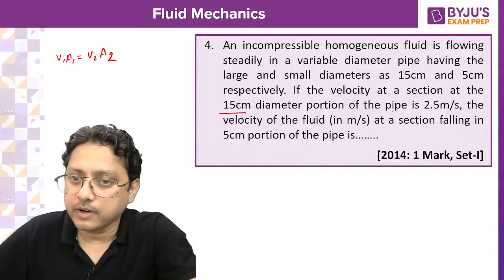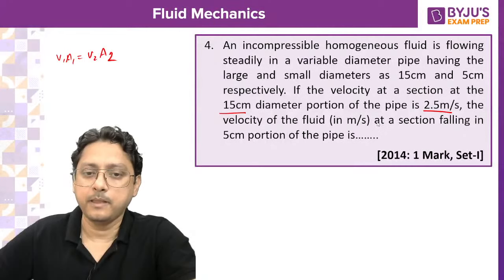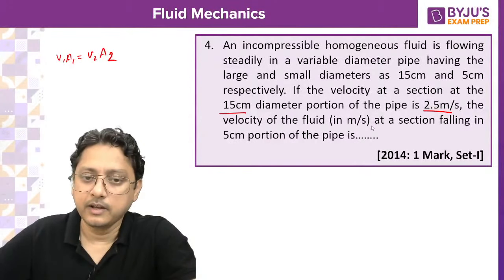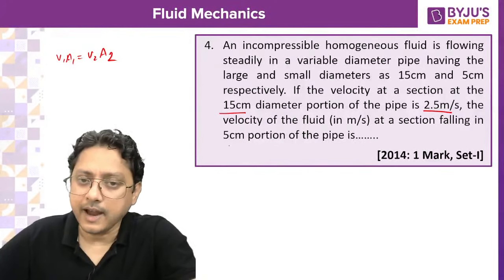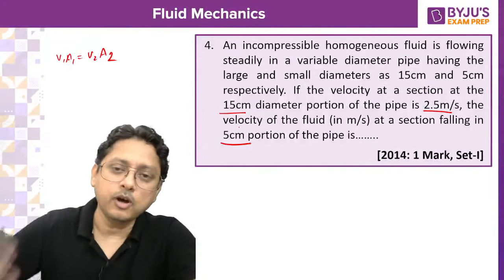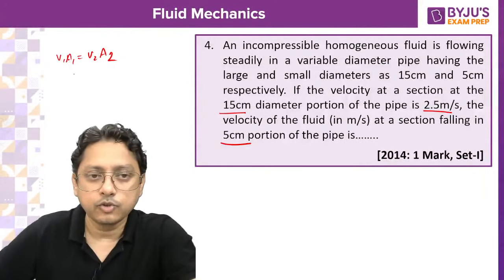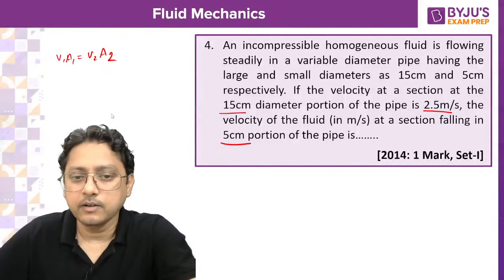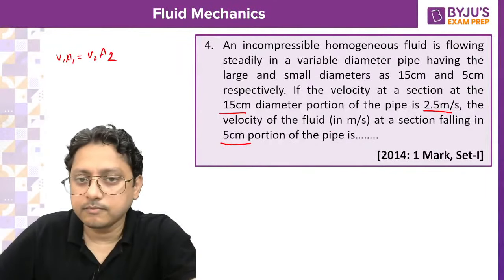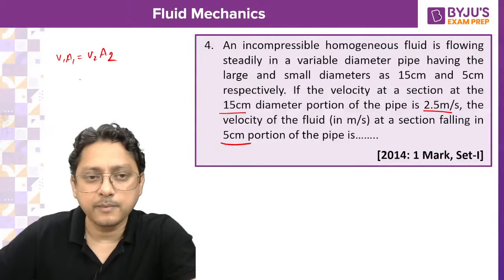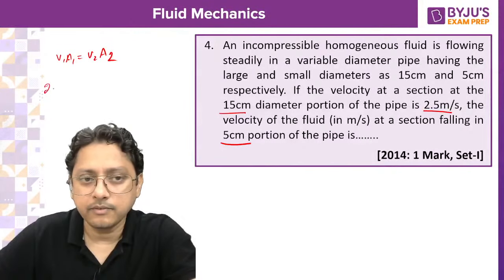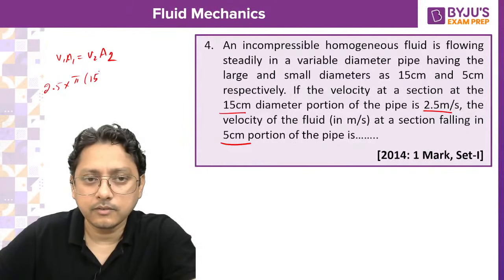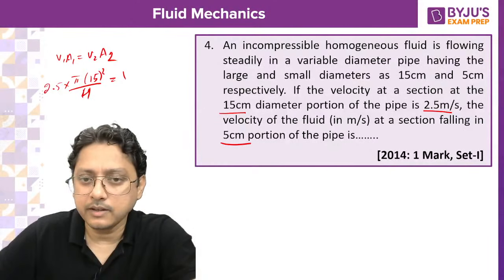At one place they have already given the diameter as 15 centimeter, where the water has a velocity of 2.5 meter per second. And they're asking at a diameter of 5 centimeter what will be the velocity of the fluid. So V1 is 2.5 and A1 is pi d square by 4, with d equal to 15, which must equal V2, which they are asking, isn't it?